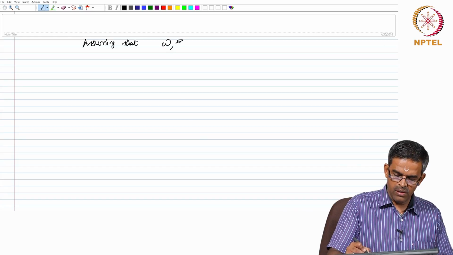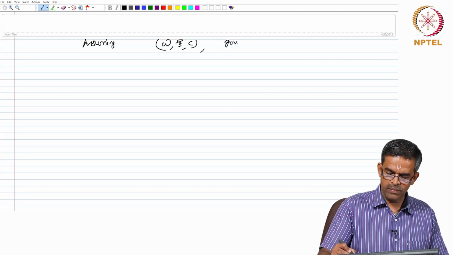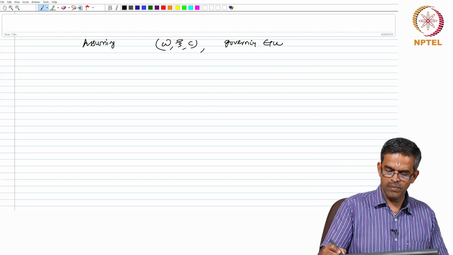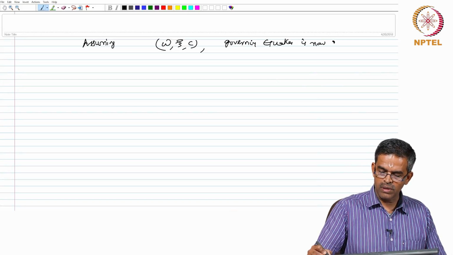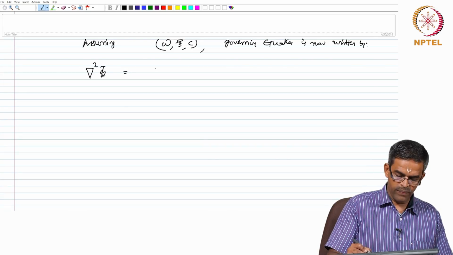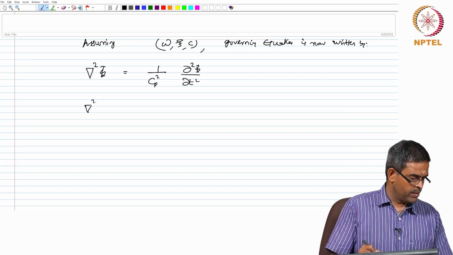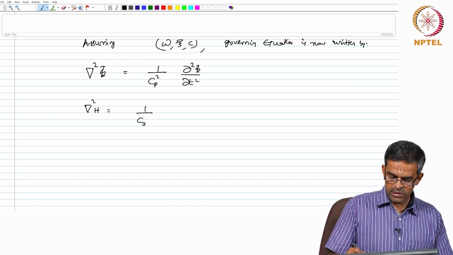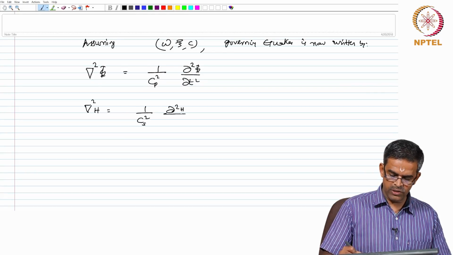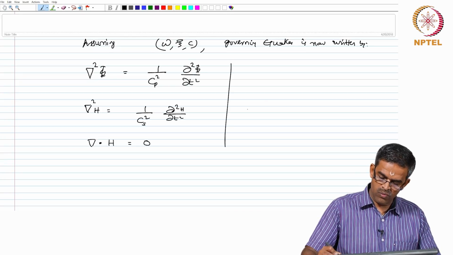With that omega, zeta and c, the governing equation is now written as del square phi is 1 by C_p square dou square phi by dou t square, del square h is 1 by C_s square dou square h by dou t square, and del dot h is 0. Equation 4.